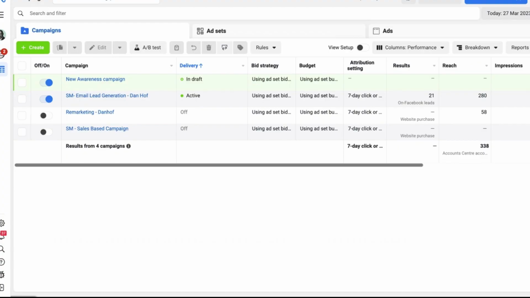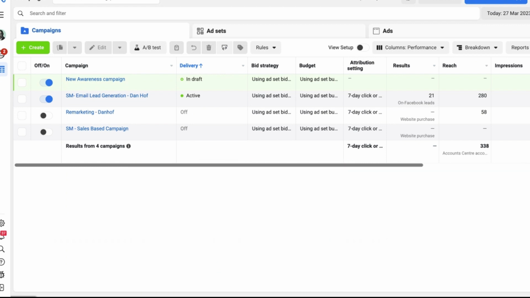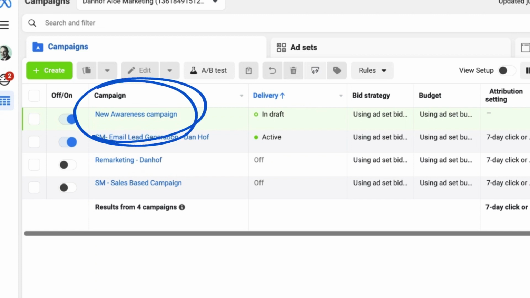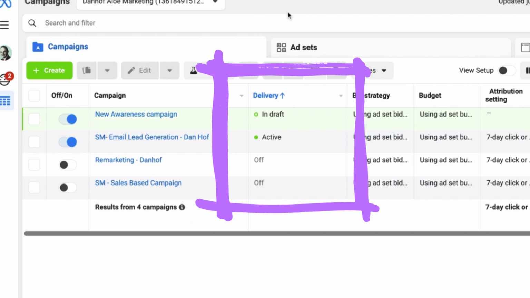There's been a great question that has come in from someone, and that is, why is one of my campaigns a slight shade of green? And if you can see up at the top on the screen here, you'll see the new awareness campaign is a light shade of green, whilst the rest of the campaigns are grey or white. And the reason for that has to do with the delivery of the campaign.